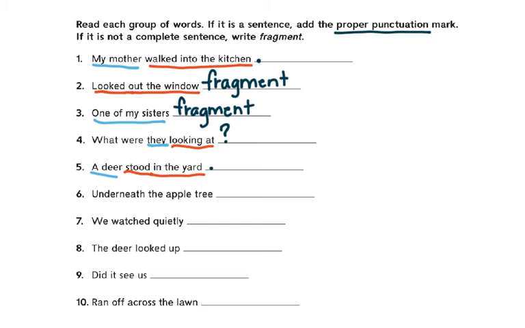Underneath the apple tree. Well, it seems like we're describing the apple tree. But what about the apple tree? What is happening at the apple tree? Well, we are missing that. Because we are missing crucial information, it doesn't meet our criteria to be a complete sentence. This is going to be a fragment.